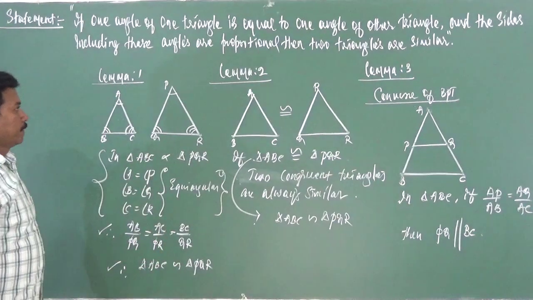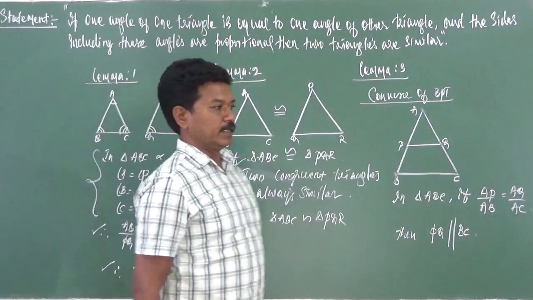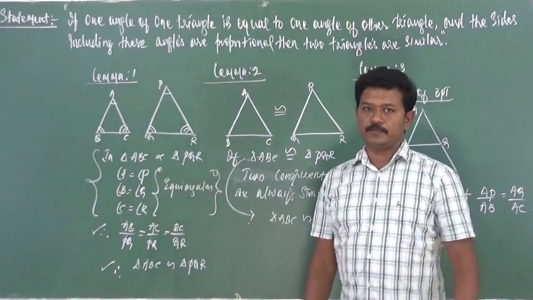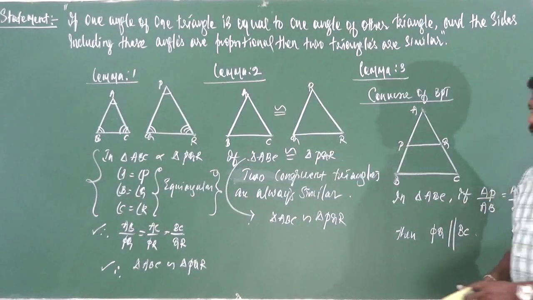So these are the three lemmas required to learn the SAS criterion of similarity, right? So now let us get into the theorem, very important.